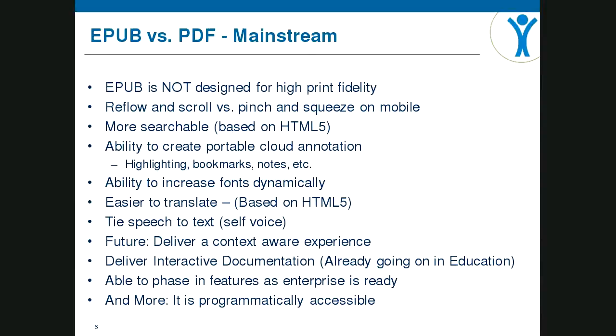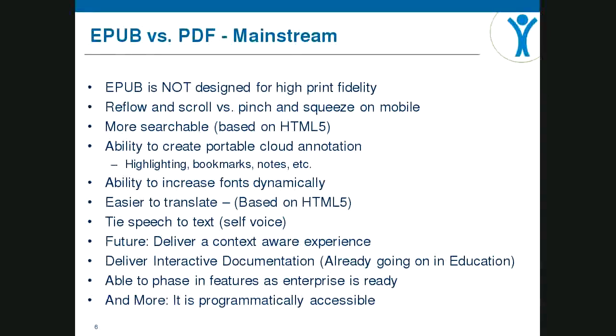Tablets, phones, everybody is moving, and screen sizes are different. When you've got a PDF, you've got all kinds of problems with pinching and squeezing and scrolling and moving around to try to read the document, whereas EPUB, being reflowable, will reflow to fit the screen you're on when you change the font size. And of course, the inaccessibility and the problems with making PDF accessible are not something you have in EPUB.